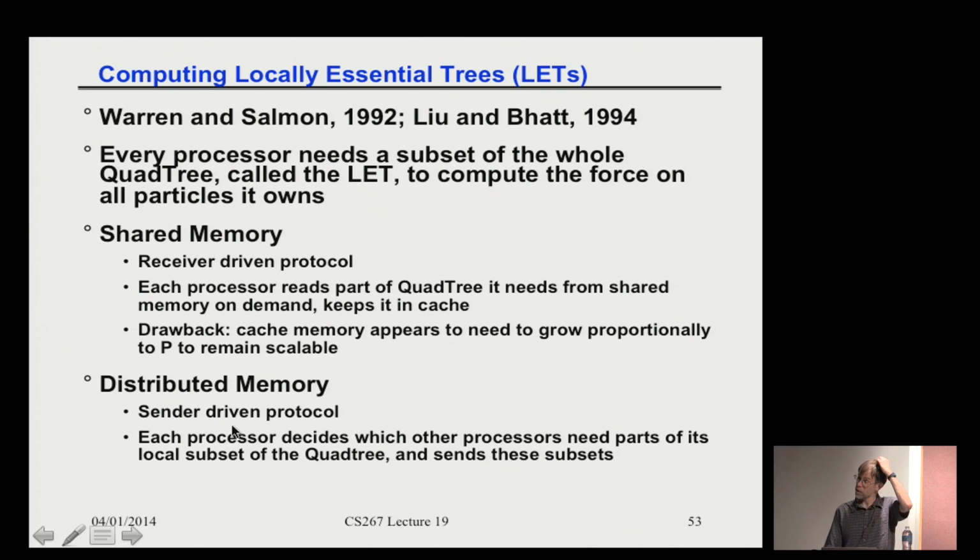So then they moved to distributed memory. And in this case, instead of the processor who needs the data going and reading it and the hardware automatically sending it to you, the guy who owns the data says, does this neighbor need it?